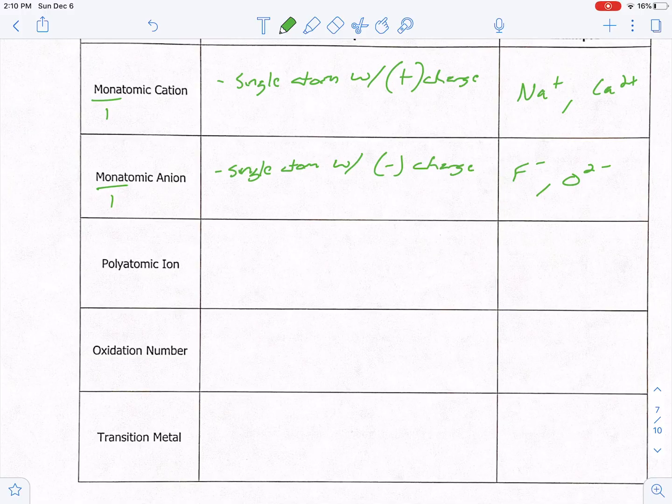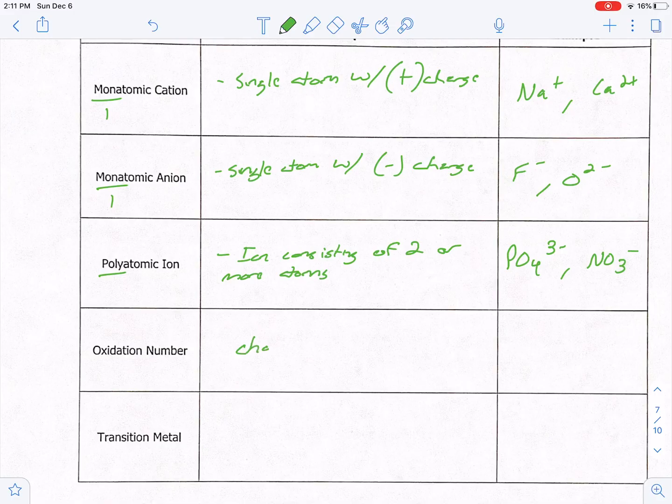Okay, polyatomic. Poly means many. So this is an ion consisting of 2 or more atoms. That's like that list we gave you, so you will need that list here in a second when we're doing those practices. So that'd be something like phosphate, which is PO4 with a 3 minus, or nitrate, which is NO3 with a -1 charge. So that's a polyatomic ion. Oxidation number is just a fancy word for the charge of an atom. So that's like +3, -2. That's just the charge, so nothing fancy.